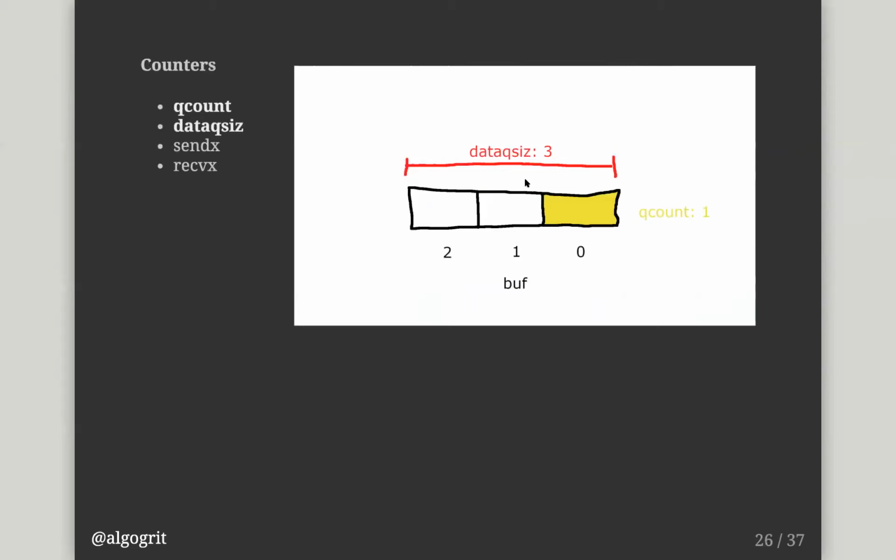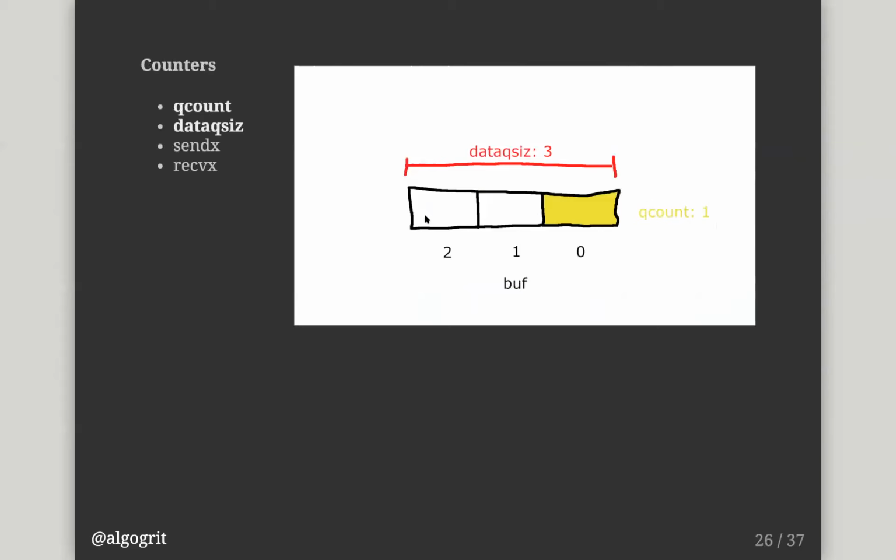So queue count gives the size. So data queue size determines the total size of the buffer. When you create a channel, you pass it a size. You say 3, then data queue size would be 3. If you create an unbuffered channel, data queue size would always be just 1. Queue count, on the other hand, determines how many slots in the current buffer have been filled. So if one element in the buffer is filled, then queue count would be 1.